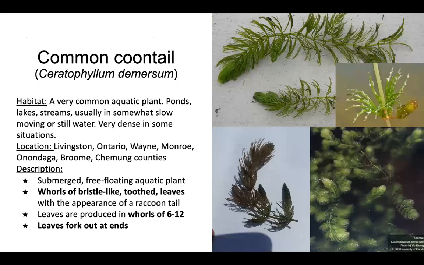Next up, we have common coontail. So this plant has whorls of bristle-like toothed leaves. You can see an up close of the toothed leaves in the top photo there, kind of in the middle. It is in whorls of 6 to 12, and the leaves on each whorl fork out at the end, which again, you can see from the photo. It's quite a bushy plant. Even when it's out of the water, it doesn't just fall flat, it stays up. But this is also very common, so you're probably going to see it at some point in the season.